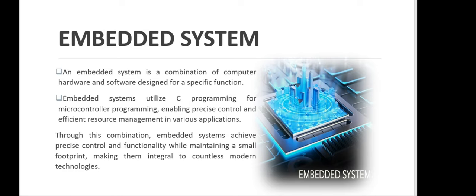About the embedded system. An embedded system is a combination of computer hardware and software designed for a specific function. Embedded systems utilize C programming for microcontroller programming, enabling precise control and efficient resource management in various applications. Through this combination, embedded systems achieve precise control and functionality while maintaining a small footprint, making them integral to countless modern technologies.